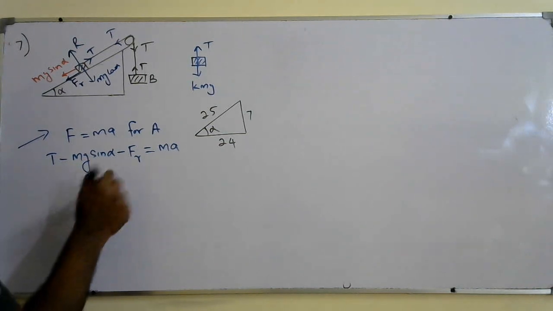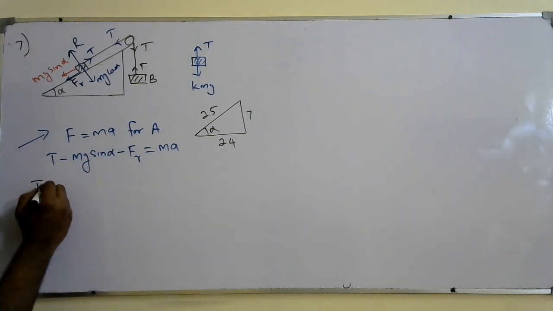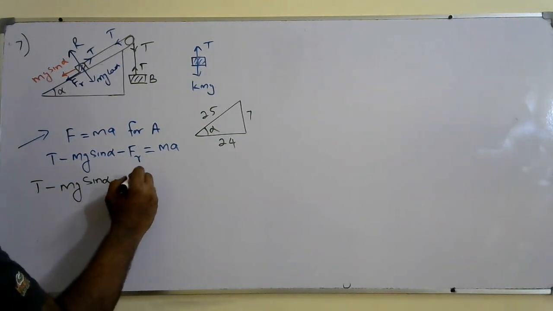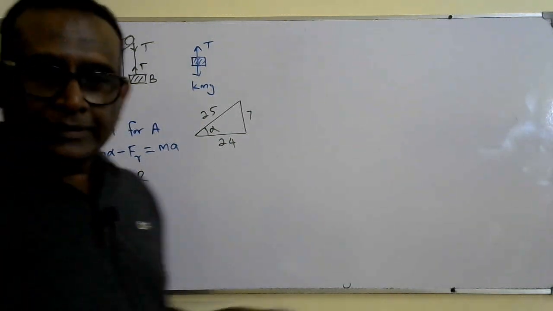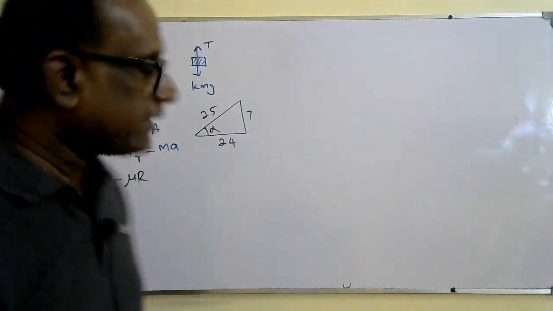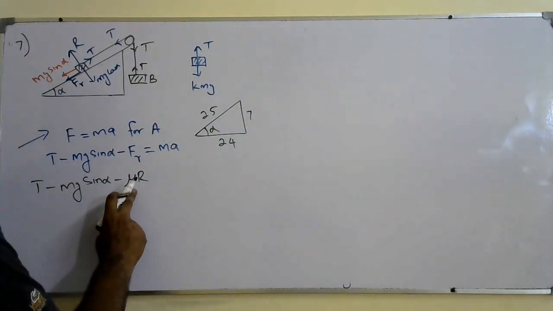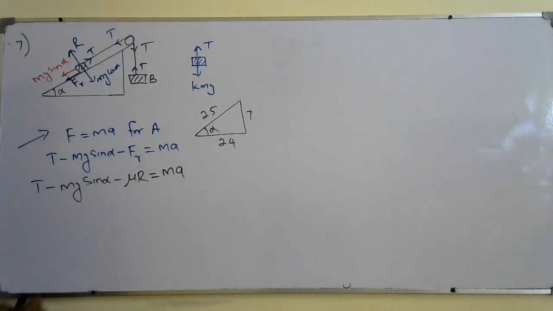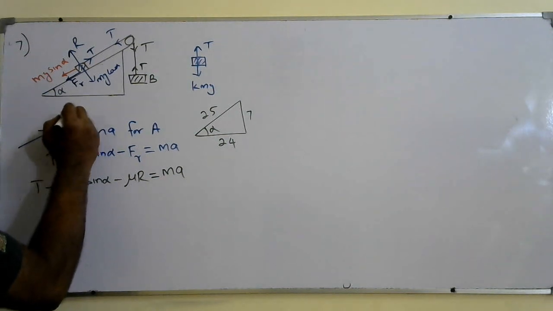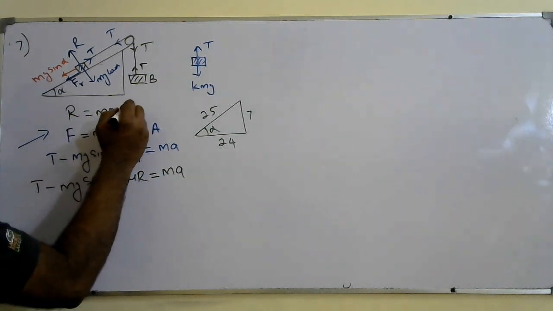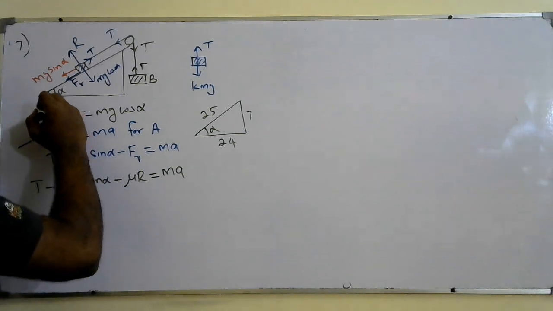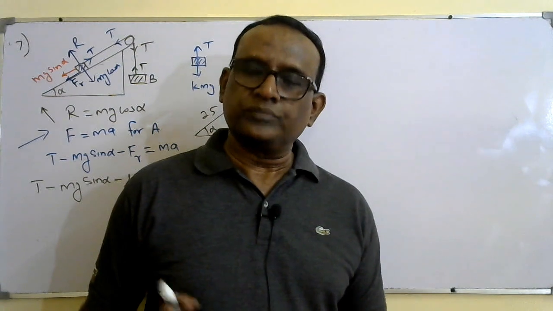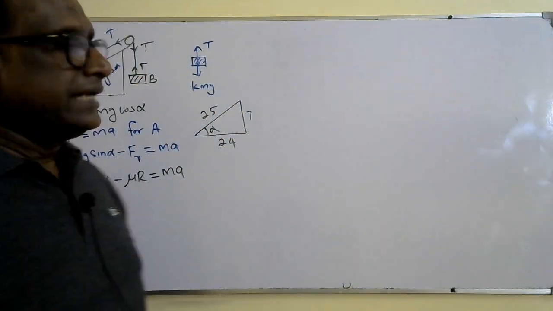So Fr equals mu R. Again I write it: T minus mg sine alpha minus Fr equals ma, where Fr equals mu R, because it started moving. So limiting friction is passed, so it's moving, so friction should be limiting friction. Mu R equals ma, but R is equal to mg cos alpha, because if you resolve it in this direction, I already told when I explained it, there is no motion perpendicular to the slope, so remember that R equals mg cos alpha.